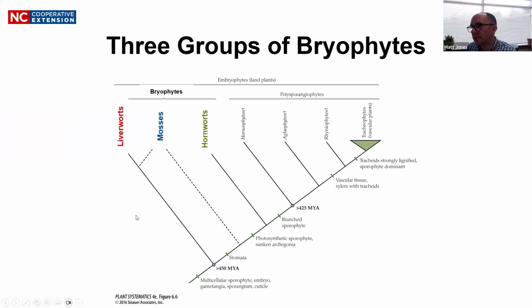So here's just a phylogenetic tree of these groups. We're still working out the relationship among these three groups. Are mosses more closely related to liverworts, or are they sister to liverworts? In other words, do they diverge before hornworts evolved or not? That's still debated. But they are still distinct enough to be their own paraphyletic group, different from the vascular plants.